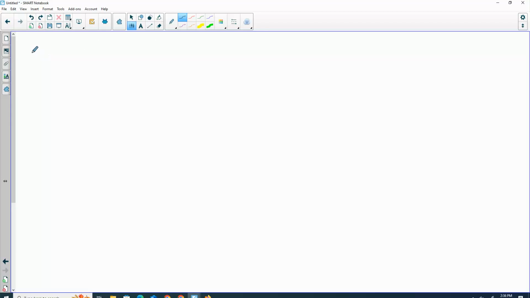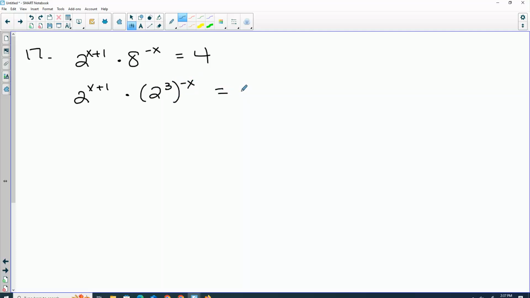Problem 17. Can I multiply the 2 and the 8? No. Order of operations says you have to do exponents before you multiply. So I'm going to change my 8 to 2 to the 3rd. How can I rewrite 4? So we have 2 to the x plus 1 times 2 to the negative 3x plus 2 squared.